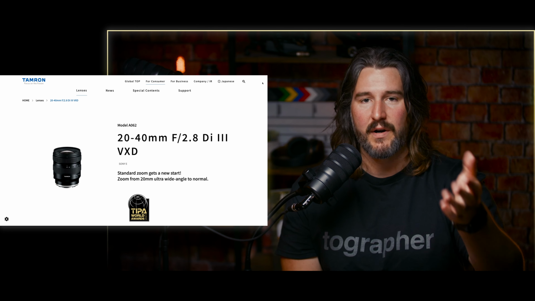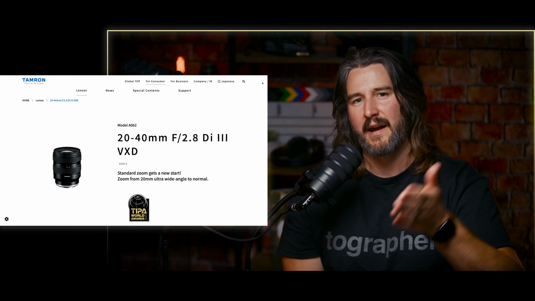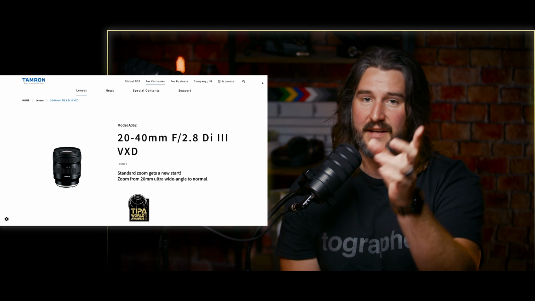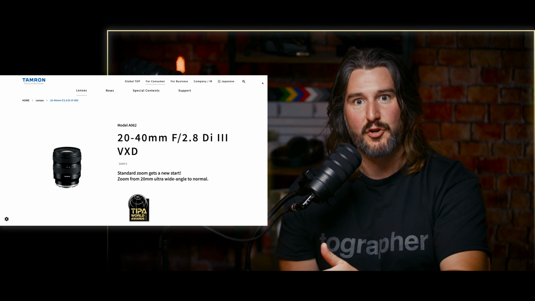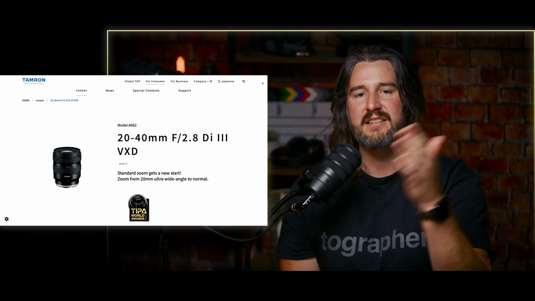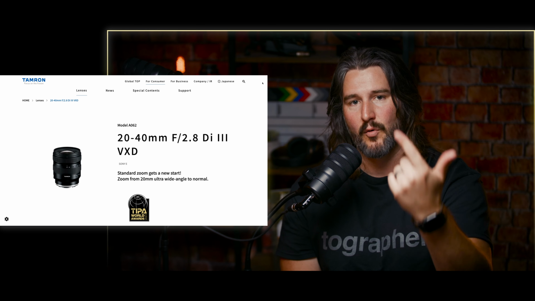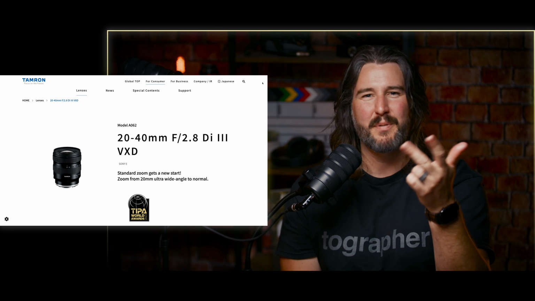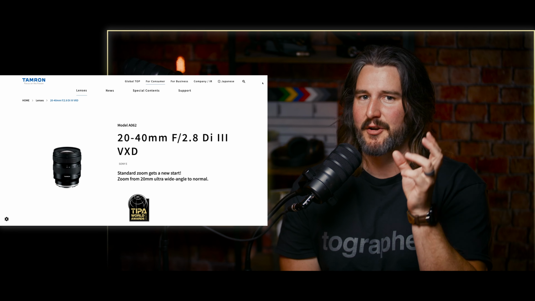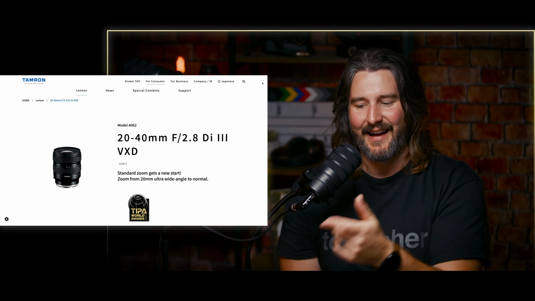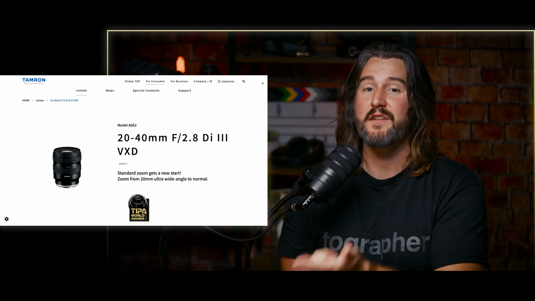Sigma. They have the 28 to 45. That's a 1.8. Well, why not make a 28 to 45 if that's your focal range that you think is super valuable? That's f2.8 and then f4. And just give me the focal range at those different apertures, and that will affect the size, weight, and price point. But I don't think anyone in their right mind would pick 28 to 45 as their perfect focal range. I think they'd be more interested in something like 20 to 40 or 20 to 45 or 20 to 50.